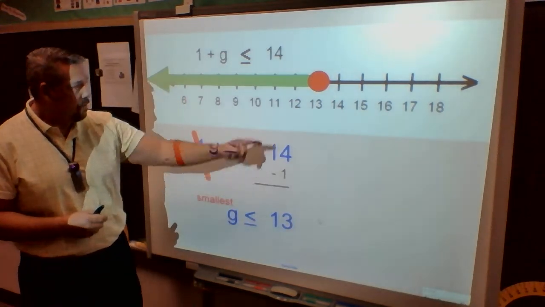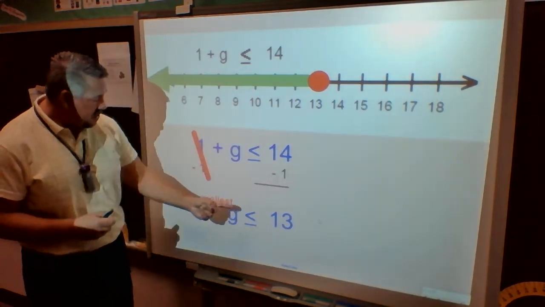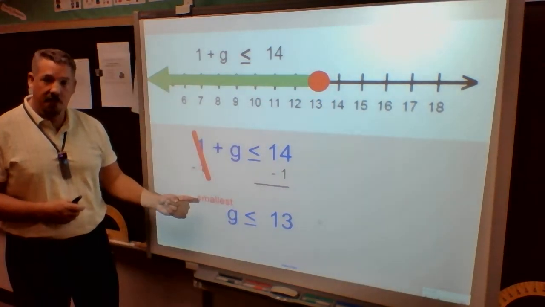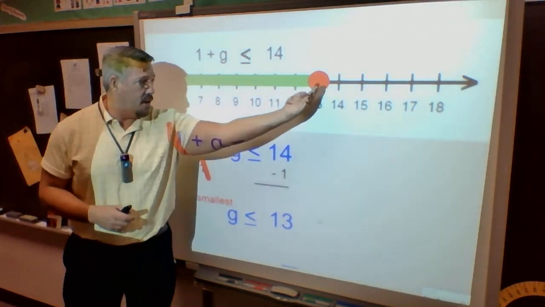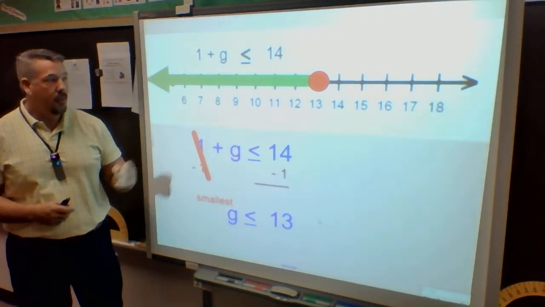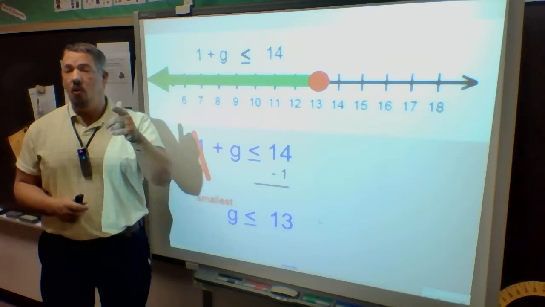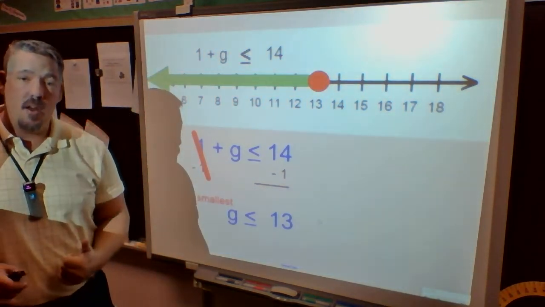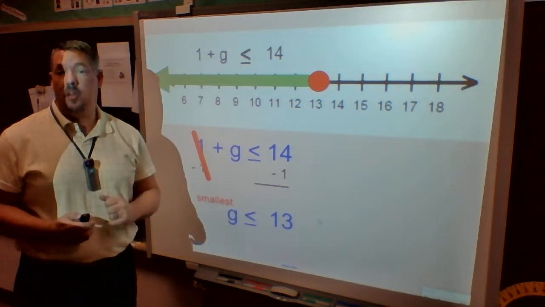If it's equal to, I put a solid circle, and since it's pointing to g, g has to be smallest, so anything less than 13 could also be part of it. So that is graphed correctly, so hopefully yours is as well, and you're ready to go on, and we're going to look at multiplication and division.